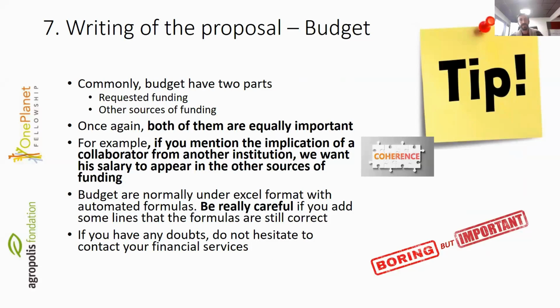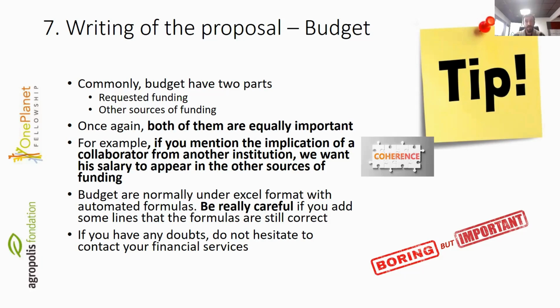Then the last part about writing the proposal, the budget. Yeah, so commonly budgets have two parts. The requested funding, which is what you're going to ask the grant provider, and the other sources of funding, which are usually the salaries, if you have other funding from another project, if your institution is providing some money, or some platforms whatsoever. And usually researchers have the tendency to neglect the other sources of funding.